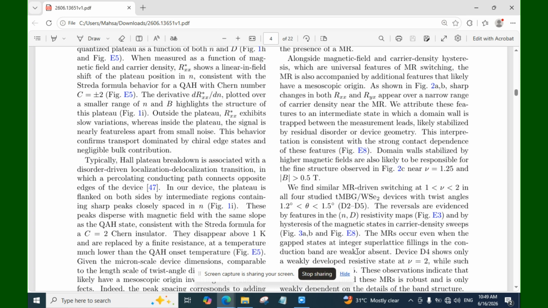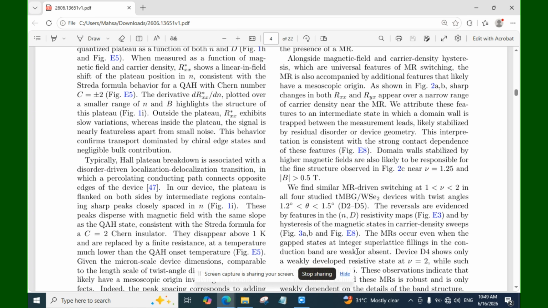Typically, Hall plateau breakdown is associated with a disorder-driven localization-delocalization transition in which a percolating conductive path connects the opposite ends of the device. In our device, the plateau is flanked on both sides by intermediate regions containing sharp, closely spaced peaks. These peaks disperse with magnetic field with the same slope as the quantized Hall state, consistent with the Streda formula for a C equal to 2 Chern insulator.